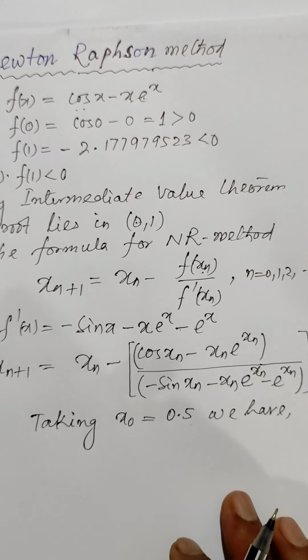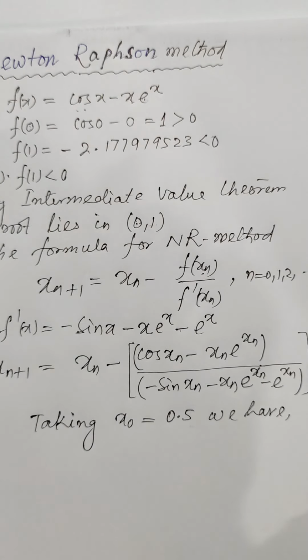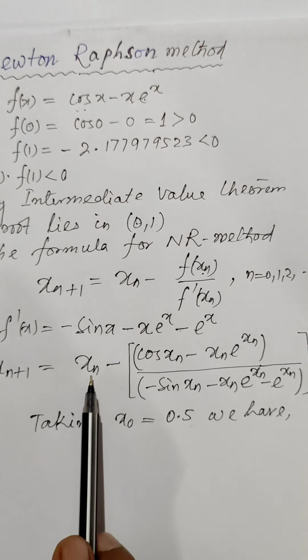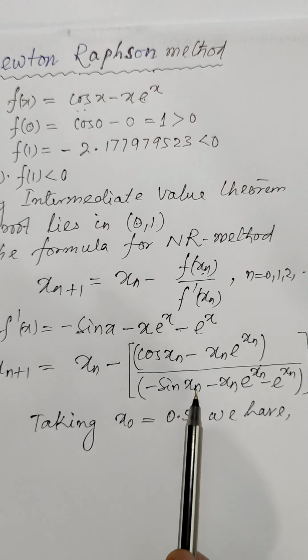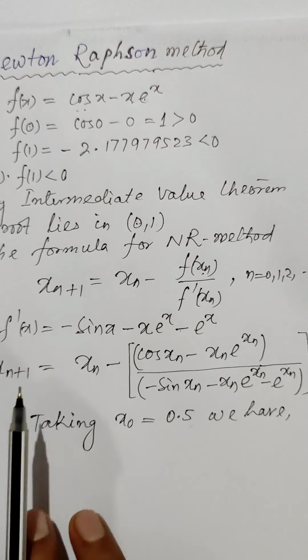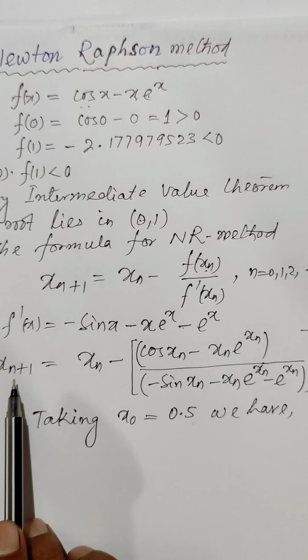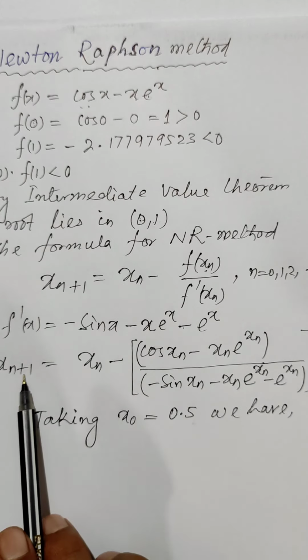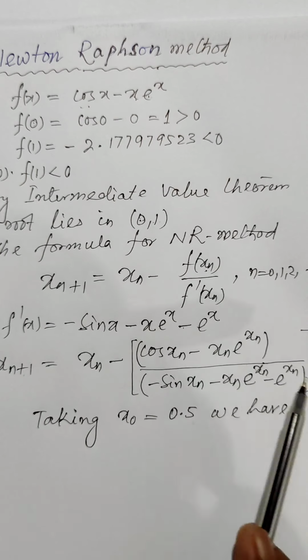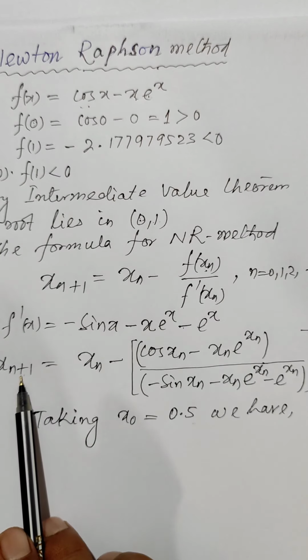So listen carefully how I am going to solve it. If you take x0 in all these places, then you will get x1. Clear? And if you put x1 in these places, you will get x2. If you take x3, you will get x4.